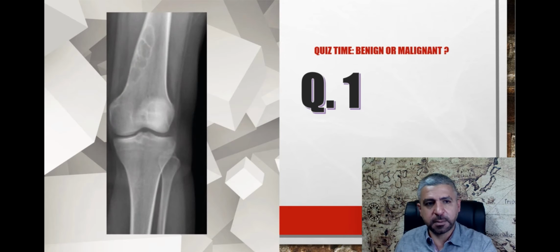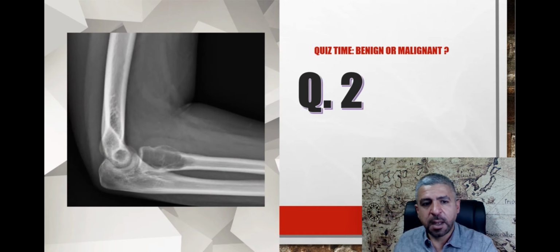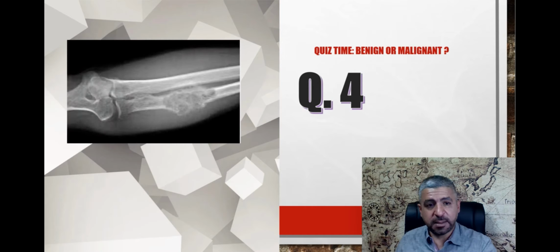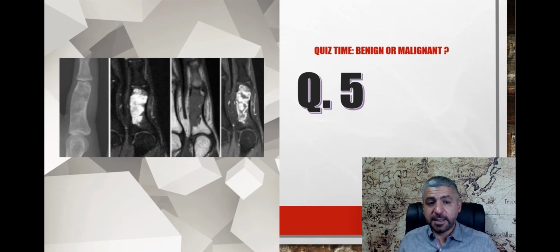So the first question is, benign or malignant? Is this lesion benign or malignant, and why? The second case, is this lesion benign or malignant? And tell me why, please. Is this case a benign or a malignant bony lesion, and why? And the fourth slide, is this lesion benign or malignant, and why? And the final slide, is this lesion benign or malignant, and why?